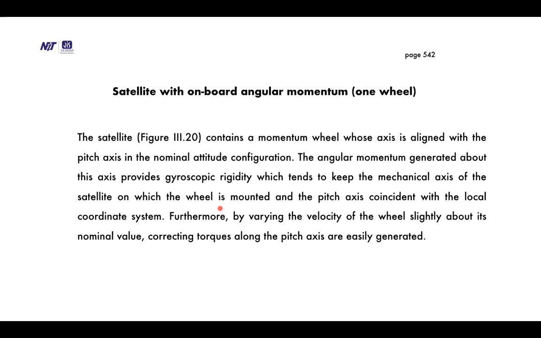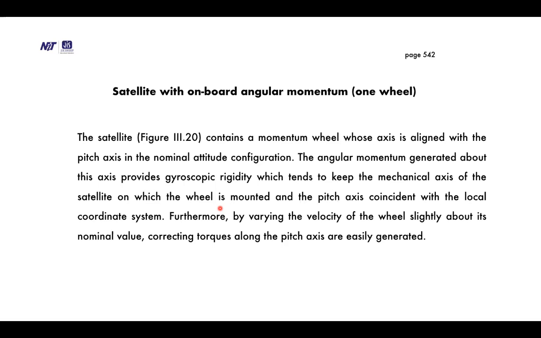Pitch control is realized by exchanging angular momentum between the wheel and the body of the vehicle, that is by varying the speed of the wheel, or by using a magnetic coil or solar cells, which generates torque about this axis. The gyroscopic stiffness avoids measurement of the yaw angle.